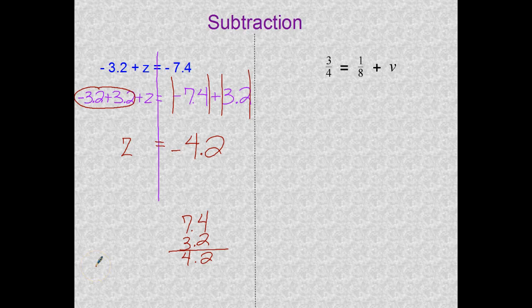On the right, I threw some fractions in there for you, same process. I need to get rid of this 1/8. Don't look at the sign next to the V. Look at the sign in front of the 1/8, and it's a positive, so to get rid of that, we need to subtract.